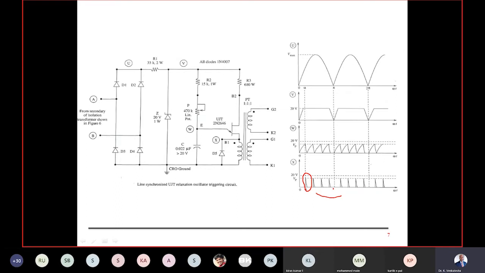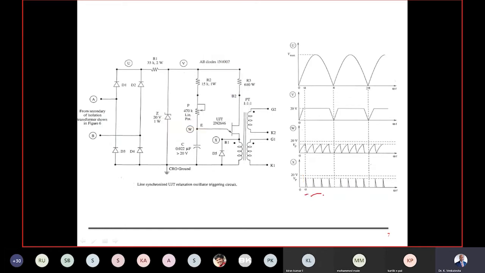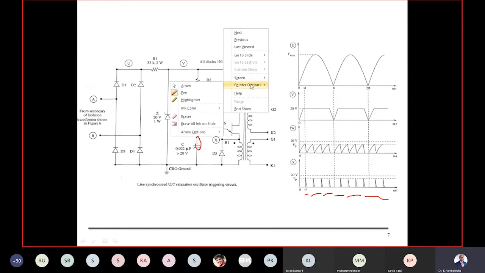But why do we have so many pulses? That's a separate theory, we will see later. But we have a relaxation oscillator which keeps on generating these types of pulses on its own, depending upon the RC elements.